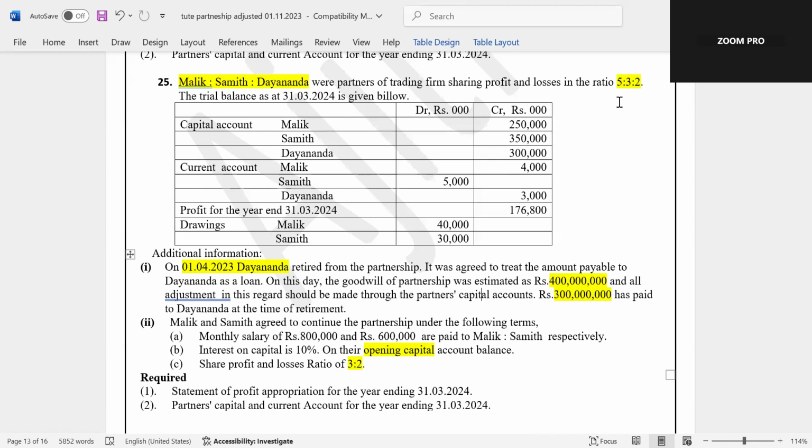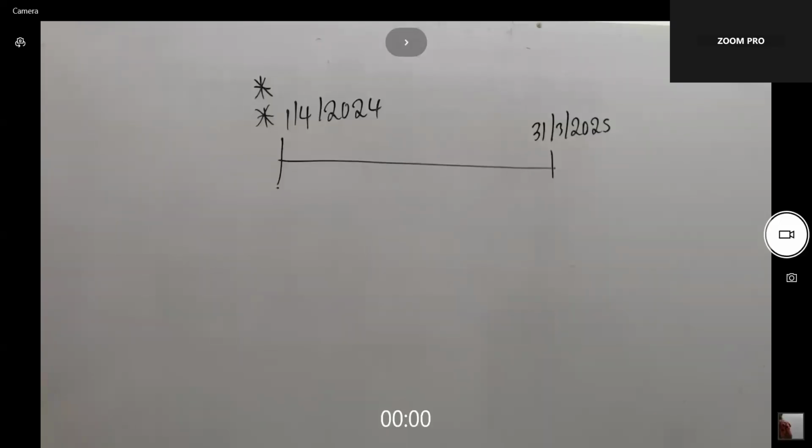Retirement at the beginning of the year, so the appropriation account should be prepared only for two partners. And partners capital accounts, and partners current accounts. Very important thing, how to calculate the equity of the retired partner also. Equity of the retired partner, right? Question number 25. First one, draw the format. There's profit appropriation accounts and partners capital accounts as well as partners current accounts. Therefore, you have to know how to prepare profit appropriation accounts. Only two partners available. Retirement at the beginning of the year.